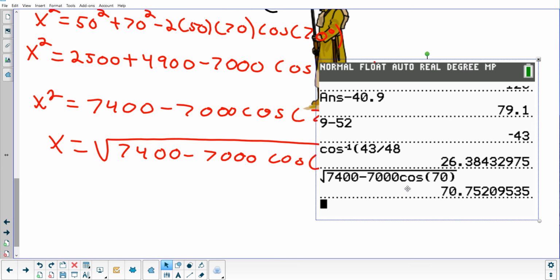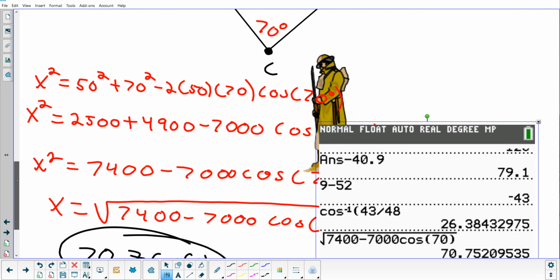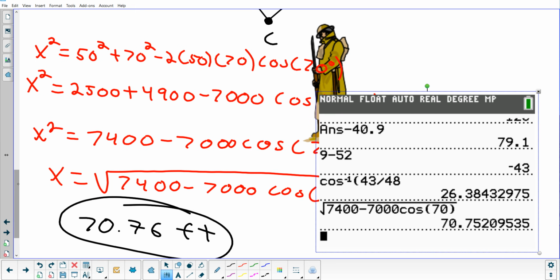So the distance between the two houses is about 70.76. That's the distance between A and B. That's it. Any questions on how we got the distance between the 2 points? All right.